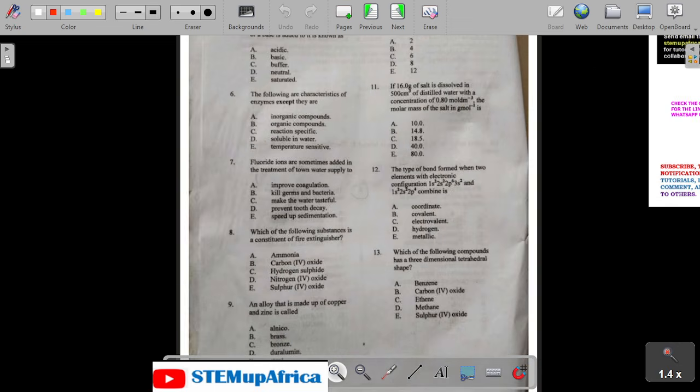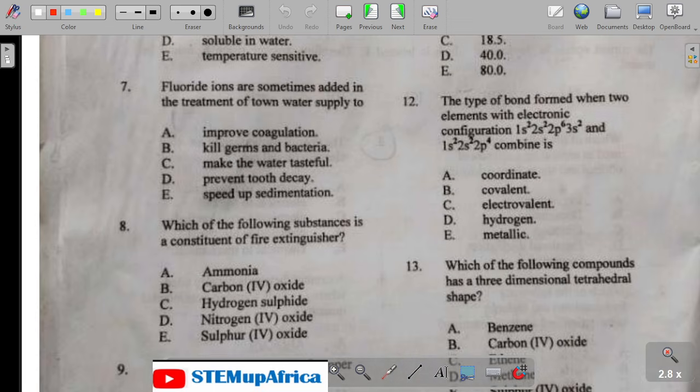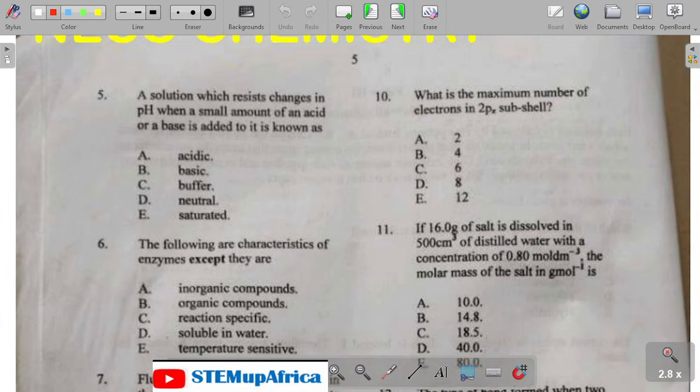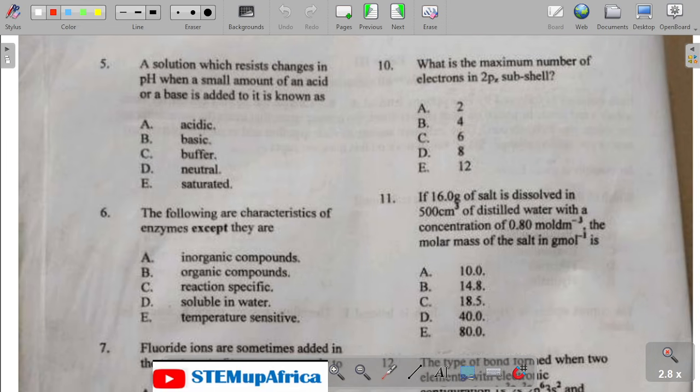Let's look at number 5. It says a solution which resists change in pH when a small amount of acid or base is added is what we call a buffer solution. The answer is C. It's known as a buffer solution.